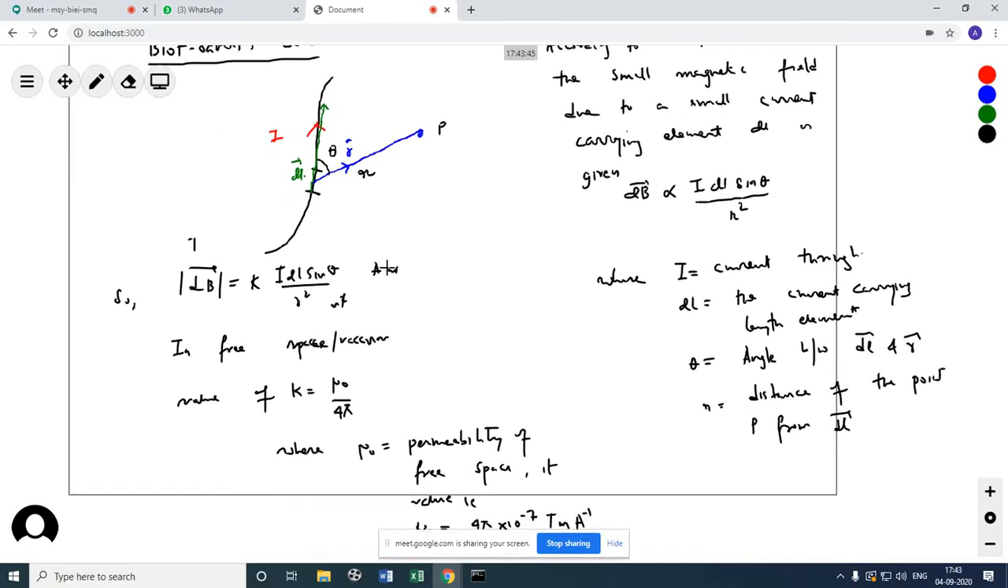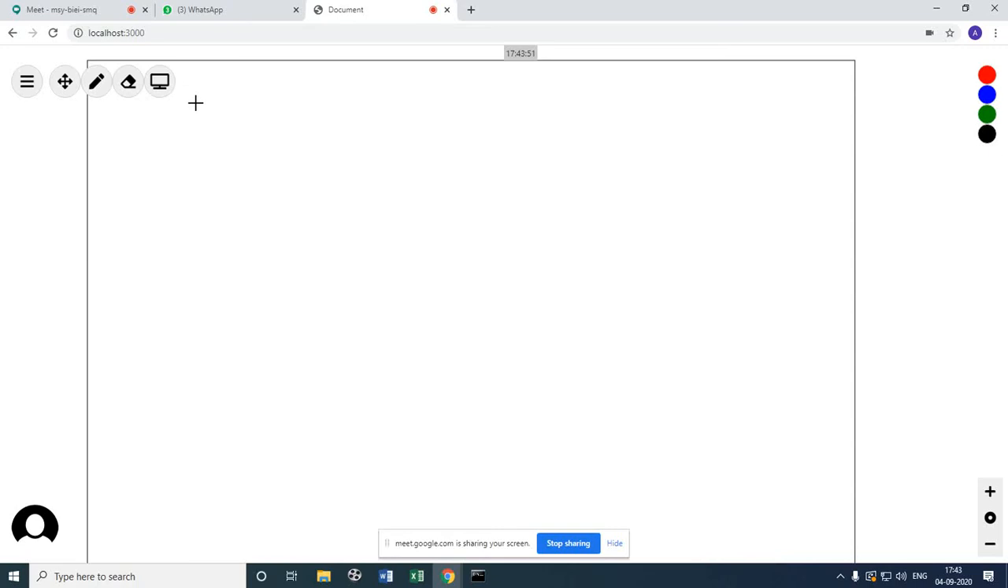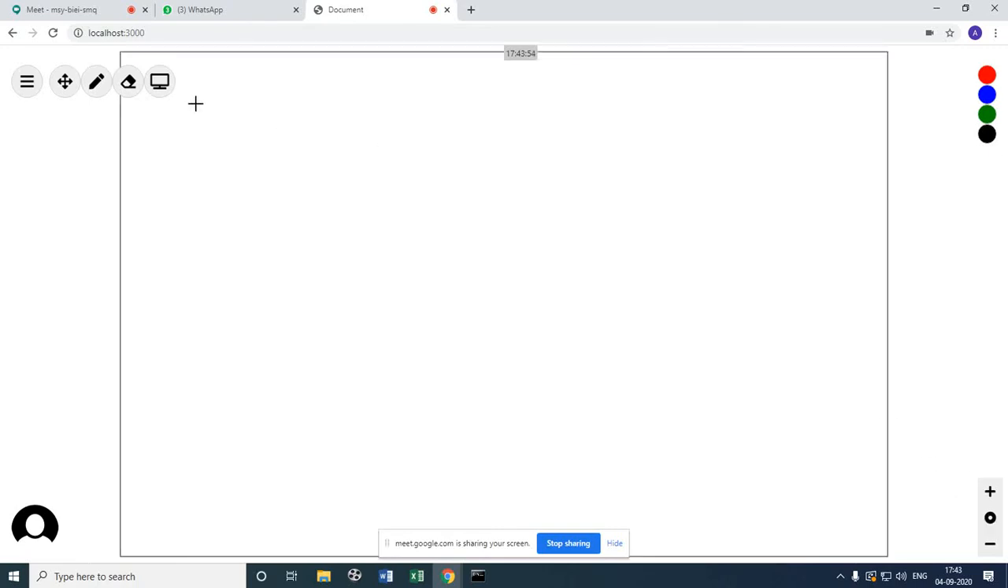Now let us see. If I compare both Biot-Savart's law and Coulomb's law, if you look closely, what was Coulomb's law? Coulomb's law is 1 by 4 pi epsilon naught Q1 Q2 by r square, right? And Biot-Savart's law is about the magnetic field, while this is the force, correct? So if I take the electric field, E is equal to 1 by 4 pi epsilon naught Q by r square.